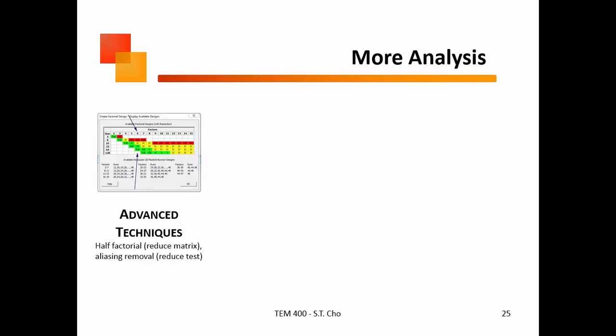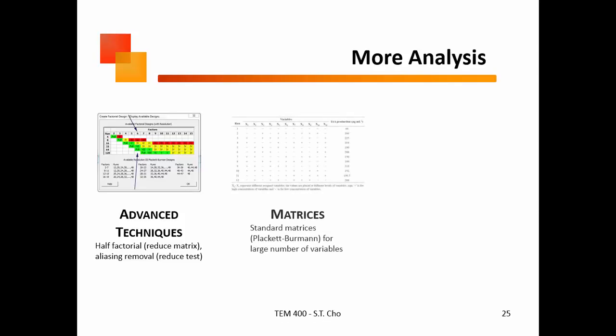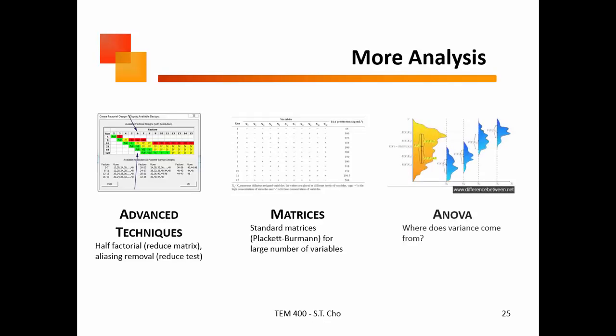Now, what if I don't want to do all these runs? Well, there is something called a half factorial. And there's also something called aliasing, meaning when you go through the mathematical combinations, you find out you're repeating things. What if I have a monster matrix? What if I have like 20 variables or something like that? Well, there's a way to reduce it or to figure out the combinations you need, and it's called Plackett-Burman, and there are tables for that.